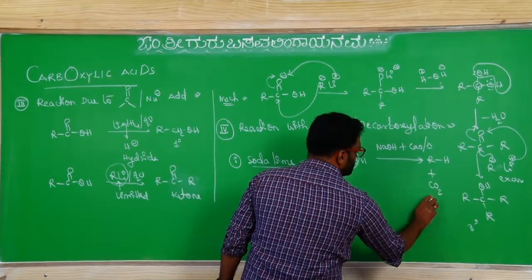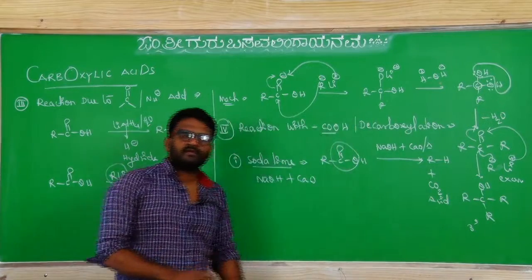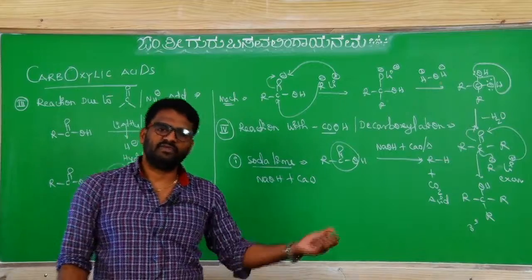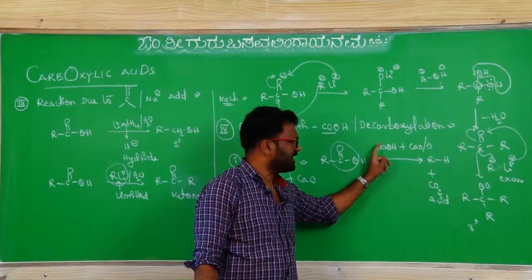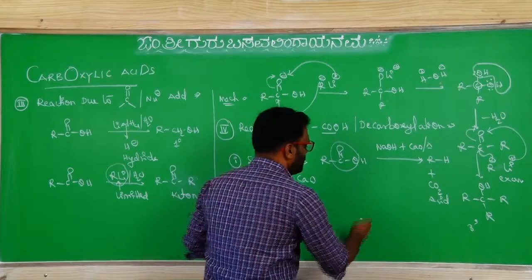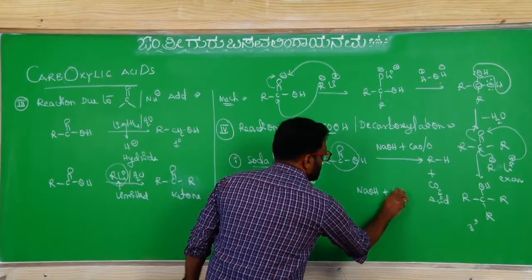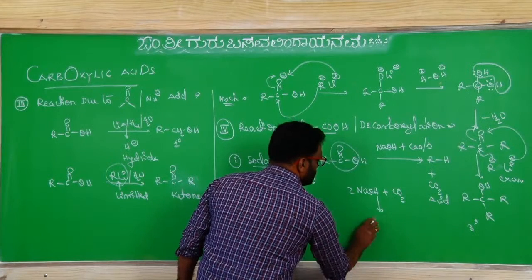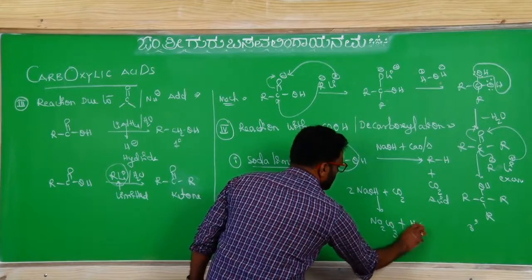This carbon dioxide is an acid. So who is the base here? Calcium oxide and sodium hydroxide. Both are bases, but NaOH is the strong base. So the carbon dioxide reacts with NaOH. The byproducts are sodium carbonate and water, with carbon dioxide, two moles.